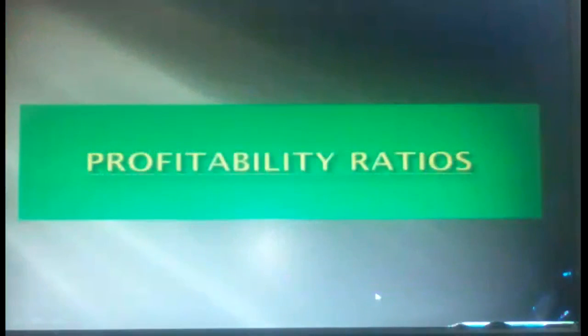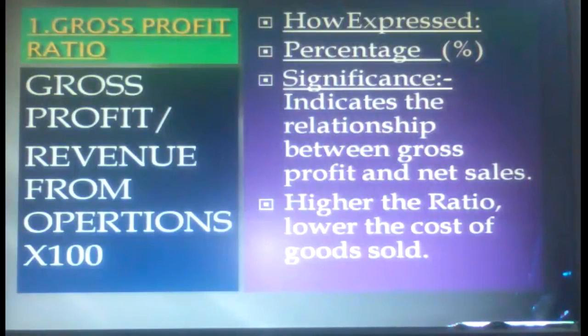Then finally, the profitability ratios are very important. As you know, the first one is the gross profit ratio. So what is the gross profit ratio? Gross profit divided by revenue from operations into 100. Here everything is expressed in percentage. All the profitability ratios are expressed in percentage. What is the significance here? It indicates the relationship between gross profit and our net sales. So the higher the ratio, naturally the lower the cost of goods sold, nothing but our cost of production. So we will get more sales, our cost of production is very low, and naturally we will get more profit. That's what a gross profit ratio indicates here.